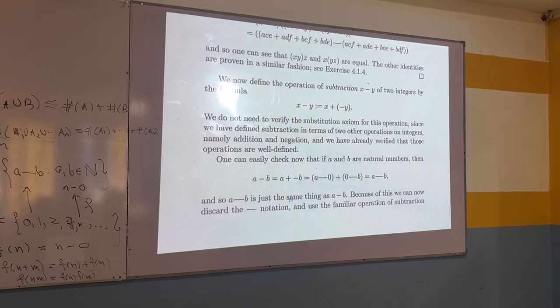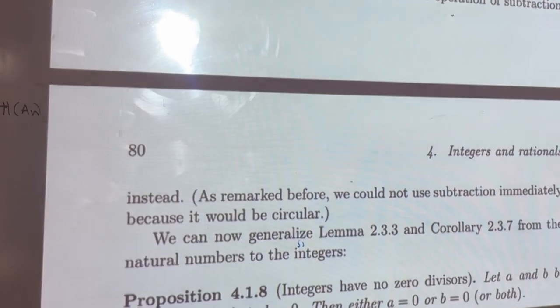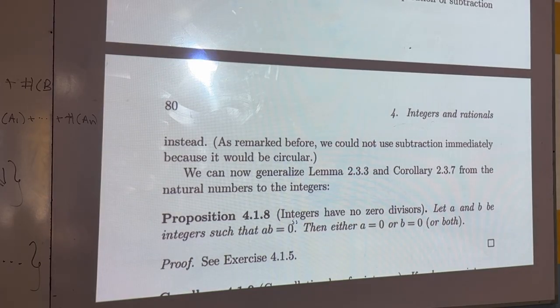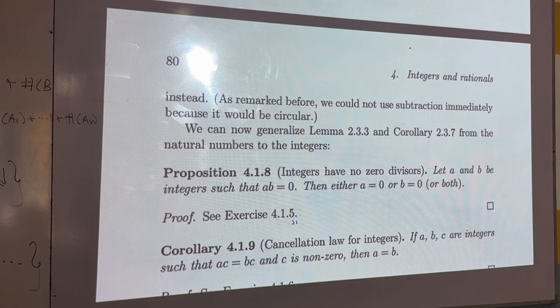Okay, as remarked, let's go here, I'm going to the book. As remarked before, we could not use subtraction immediately because it would be circular. We can now generalize lemma 2.3.3 from the natural numbers to the integers. Integers have no zero divisors. Let A and B be integers such that AB equals 0, then either A equals 0 or B equals 0 or both. I don't understand why he writes, within parentheses, or both. He doesn't have to write it; when you say A equals 0 or B equals 0, it includes both.